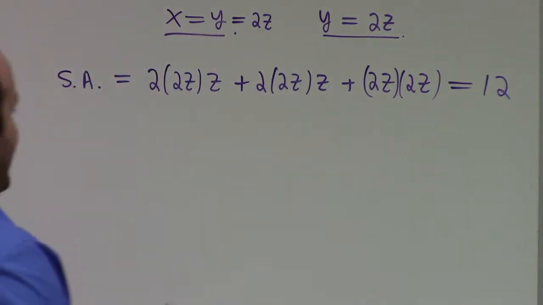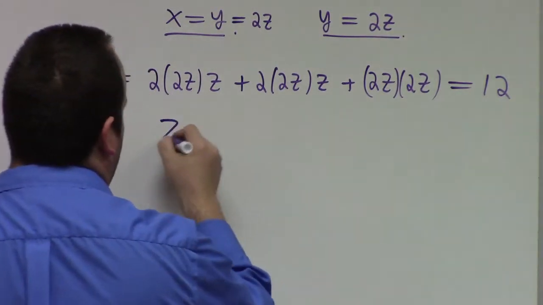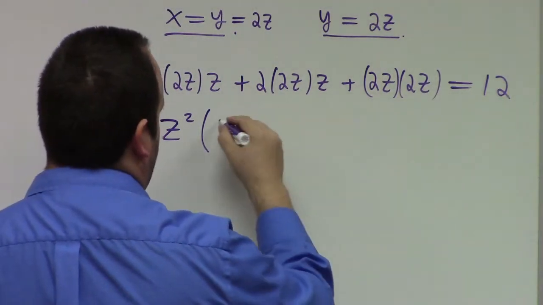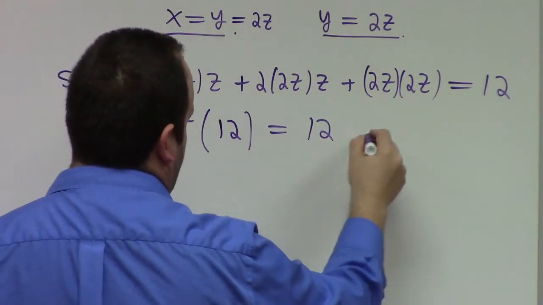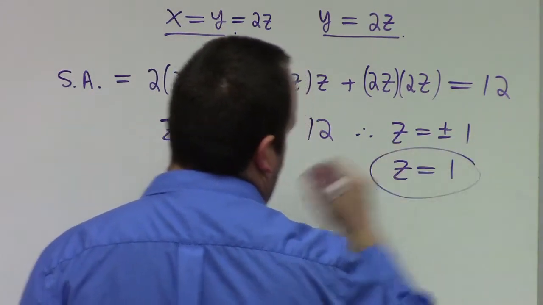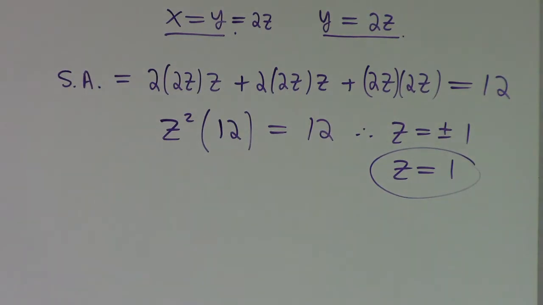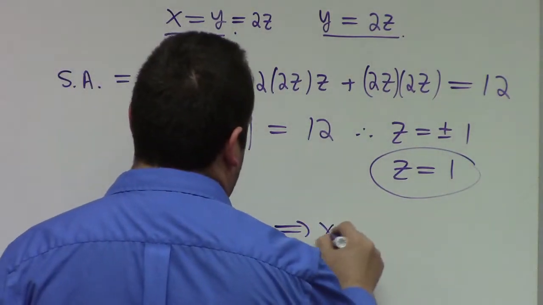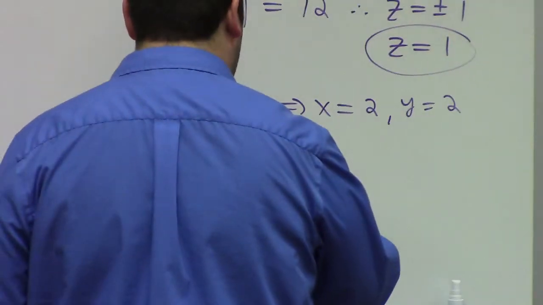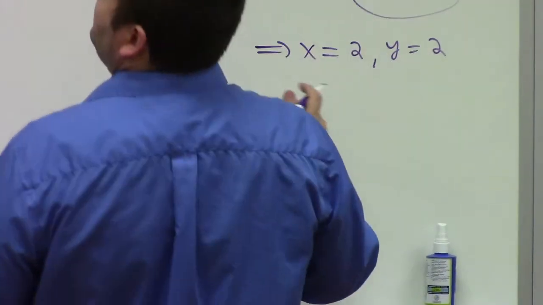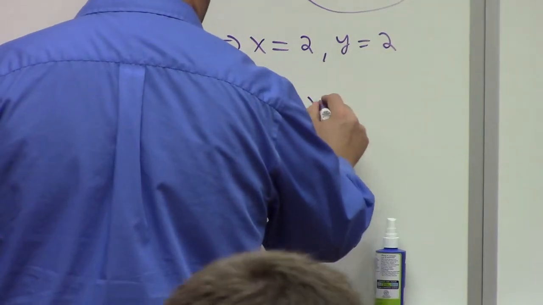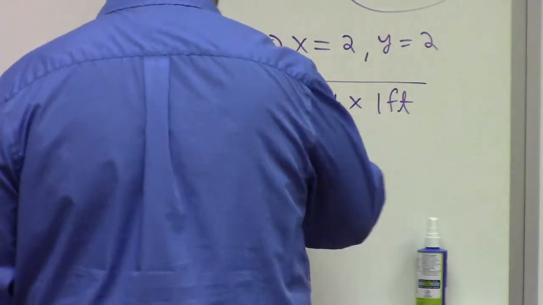How many z's do we have? We've got a z squared, right? Z squared times what? 4, 8, 12, right? So therefore, z is equal to plus or minus 1, but of course we want 1. And once you know z is equal to 1, that tells me that x is equal to 2 and y is equal to 2. So the dimensions are 2 by 2, 2, what are we using? Feet. 2 feet by 2 feet by 1 foot is the box that you want.